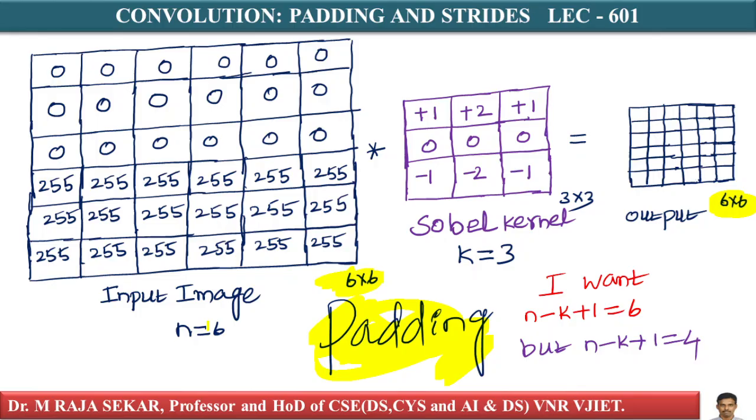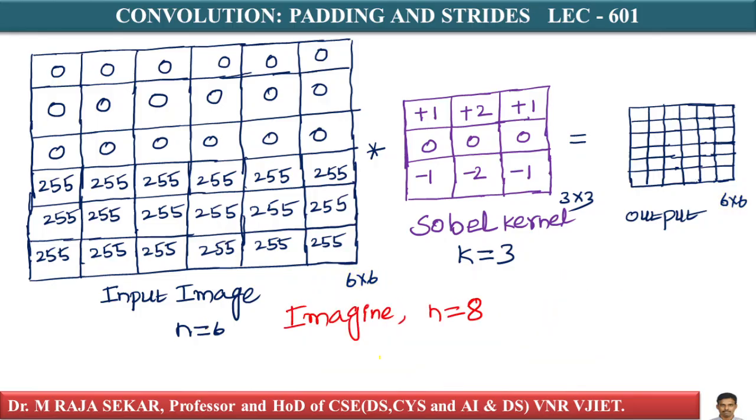Imagine if n was 8. Let me assume n equal to 8 instead of n equal to 6. If n was 8, my n minus k plus 1, that is 8 minus 3 plus 1, will be 6. So how do I convert this to 6 by 6? Now I want to convert a 6 by 6 matrix into an 8 by 8 matrix. My input matrix is 6 by 6. I would like to convert it into an 8 by 8 matrix, because if I convert from 6 by 6 to 8 by 8, using this formula, n minus k plus 1, I can get the 6 by 6 output matrix the way I want.